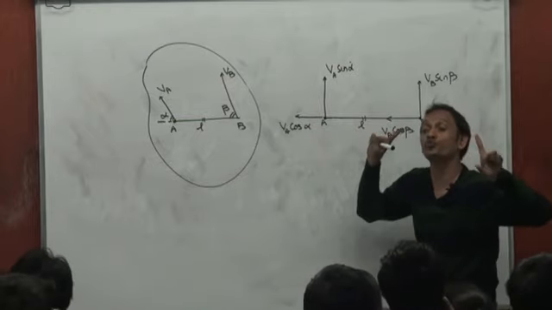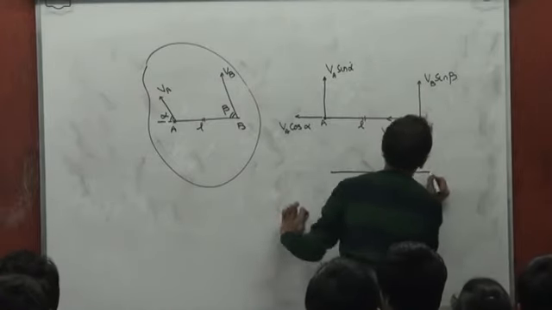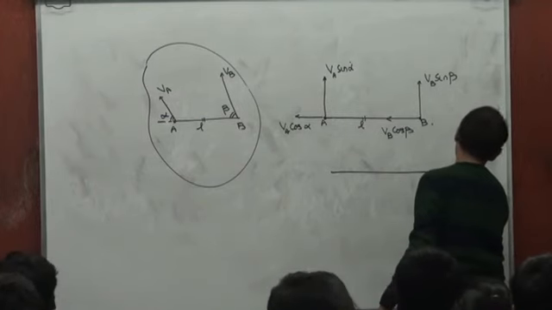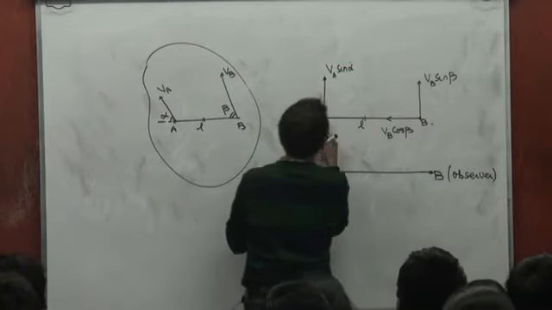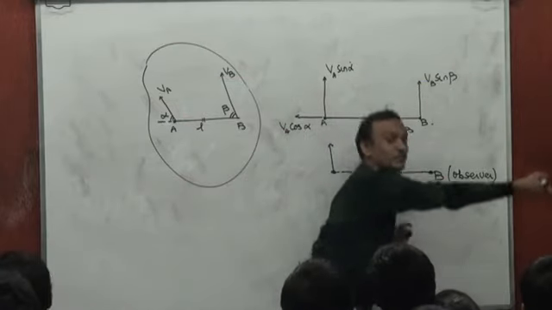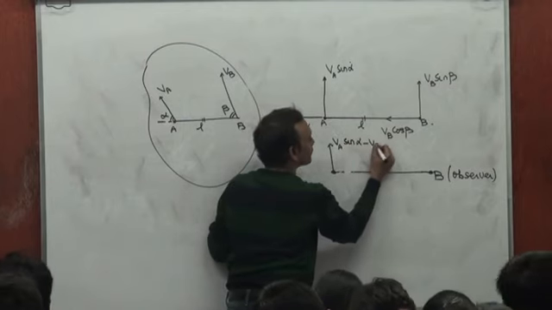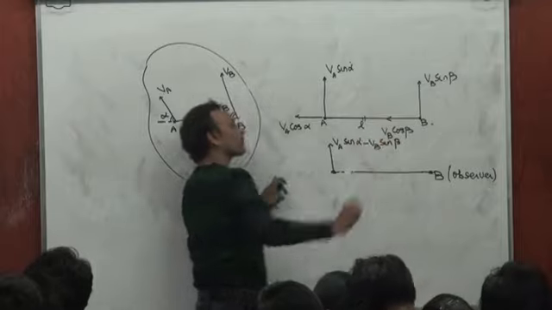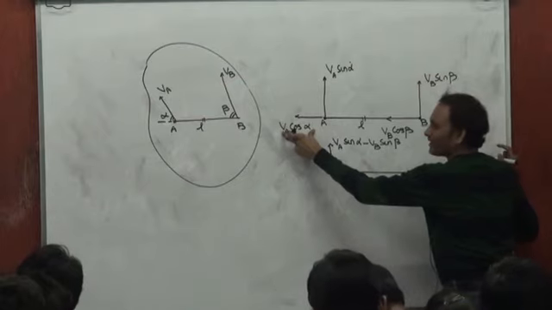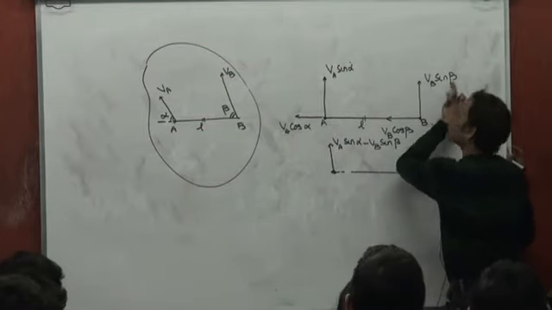That means, what would B report about A? Imagine B to be at rest, an observer. Then B will report about a velocity in this direction, which is not VA sin alpha. It will report VA sin alpha minus VB sin beta. Because in this direction, the velocity of A as seen by B is 0. So the net velocity of A as seen by B would be VA sin alpha minus VB sin beta.